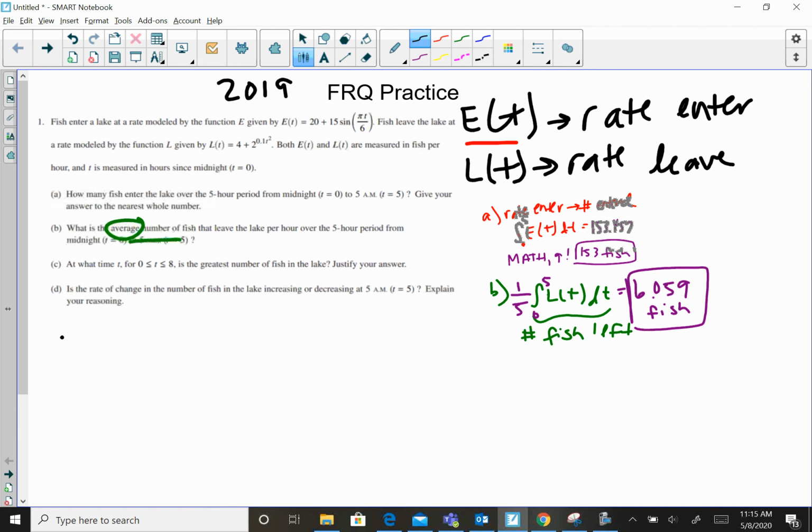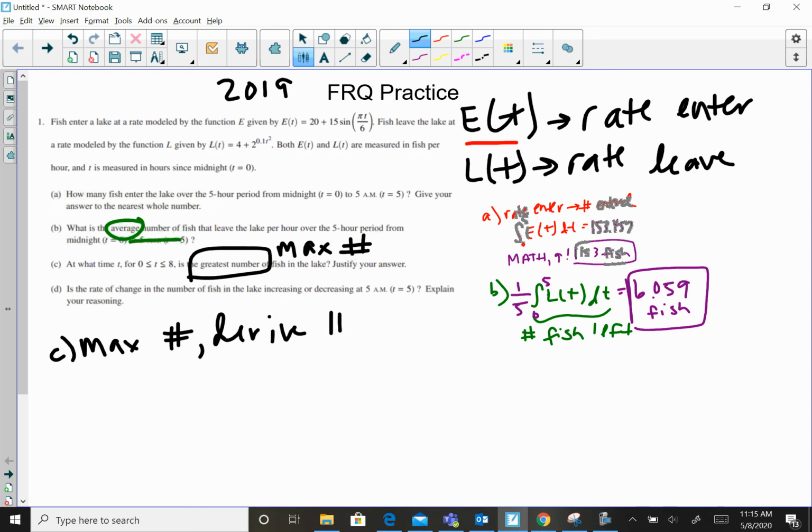Next, part C. At what time is the greatest number of fish in the lake? Greatest number, this means max number. So if you're trying to find the maximum number of fish, that means you need to differentiate the number of fish, which means you need the rate of the number of fish, which is perfect because that's what we have. We have the rate at which they enter and the rate at which they leave.